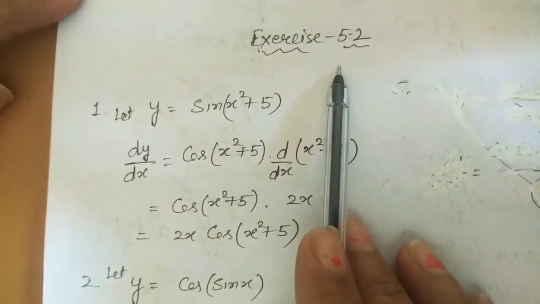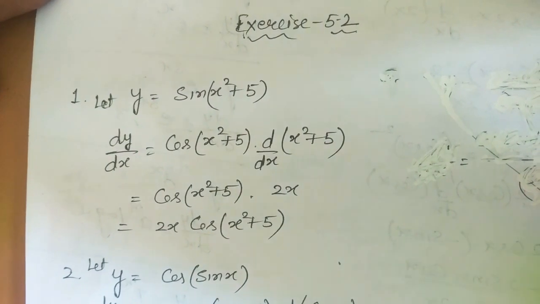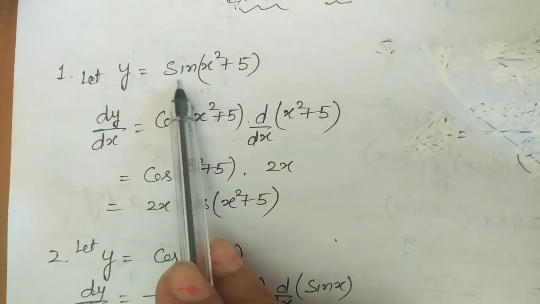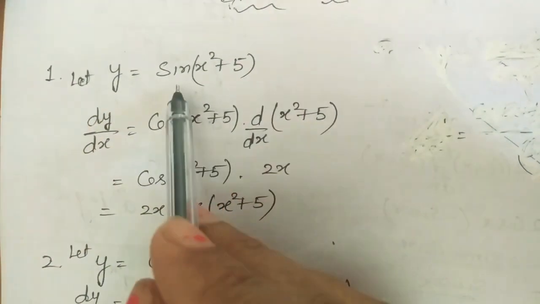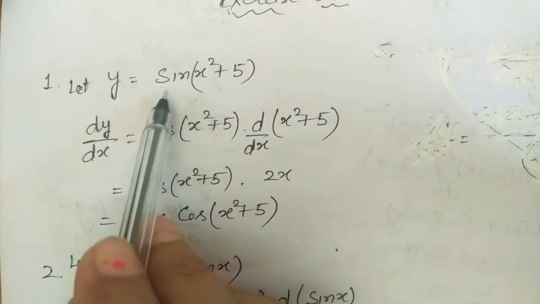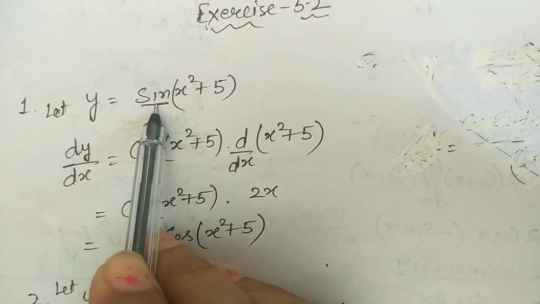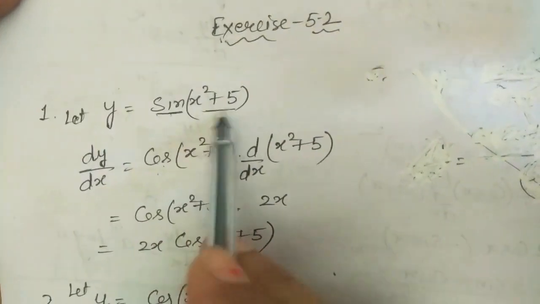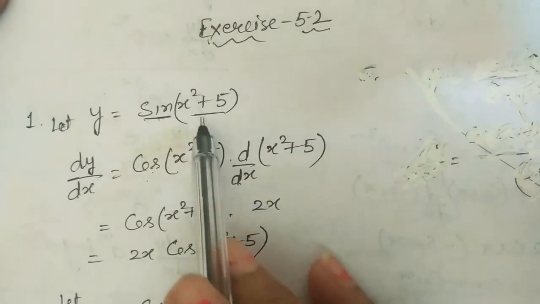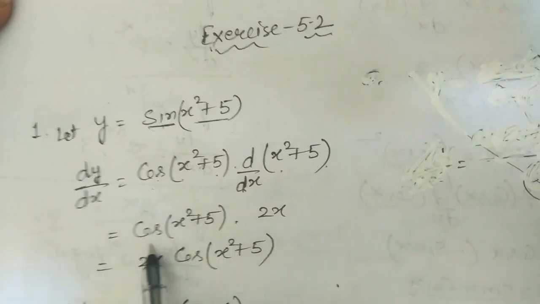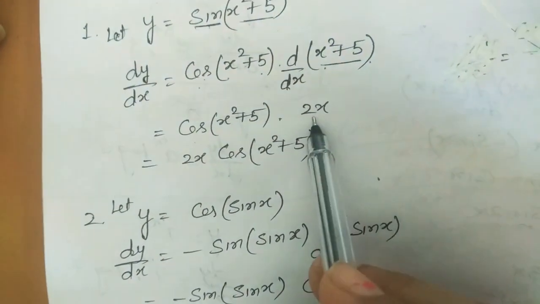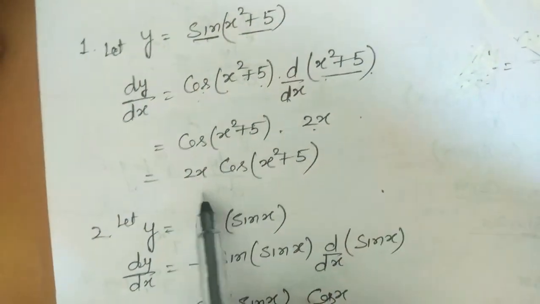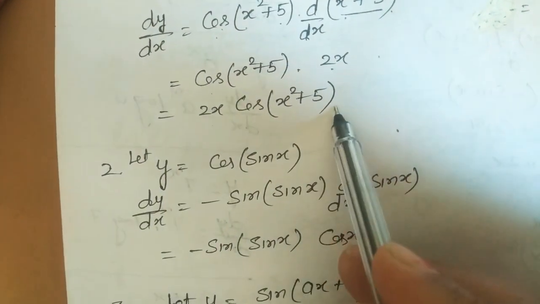Okay. Now I am taking question number 1 of 5.2 exercise. I am doing some questions of 5.2 exercise. So look at the very first question. Y is equal to sine of x square plus 5. What is the derivative here? Whole power is given? No. So we will take the sine formula. What is the derivative of sine? Cos. So it is cos of x square plus 5 and the derivative of x square plus 5. So it will be cos of x square plus 5 and the derivative of x square plus 5 is 2x because x square derivative is 2x and 5 derivative is 0. So it is 2x into cos of x square plus 5.